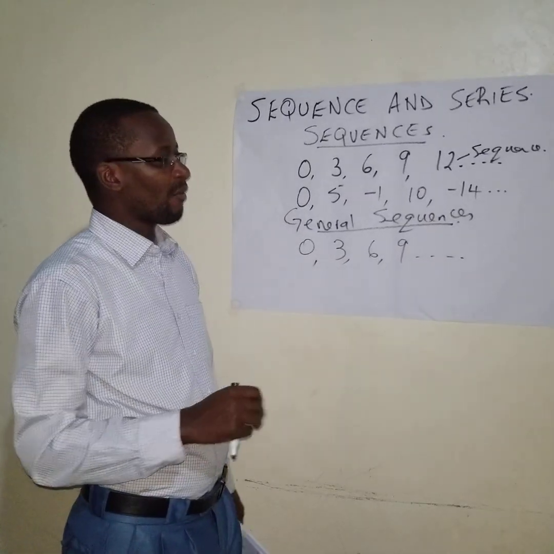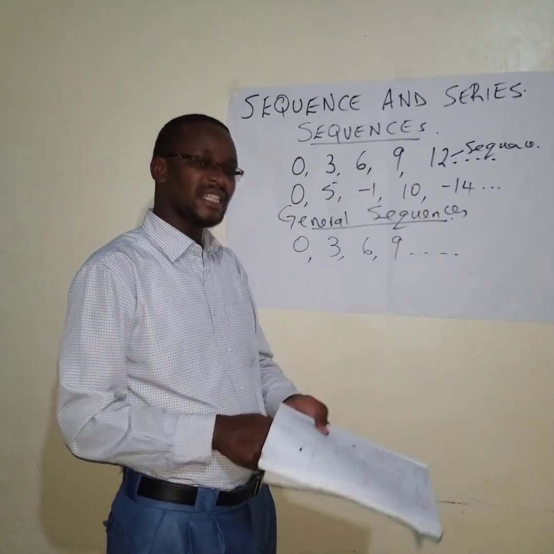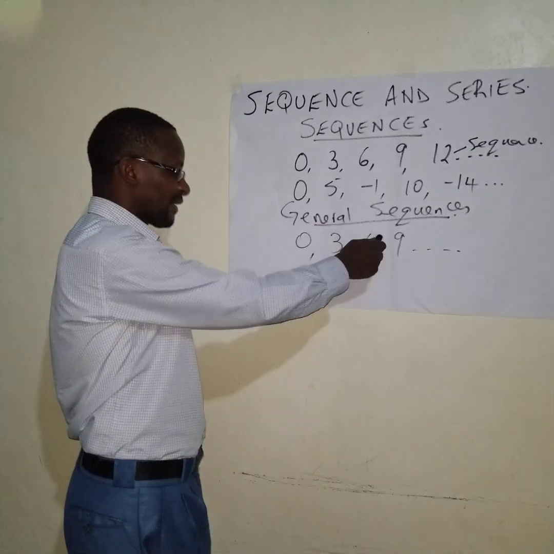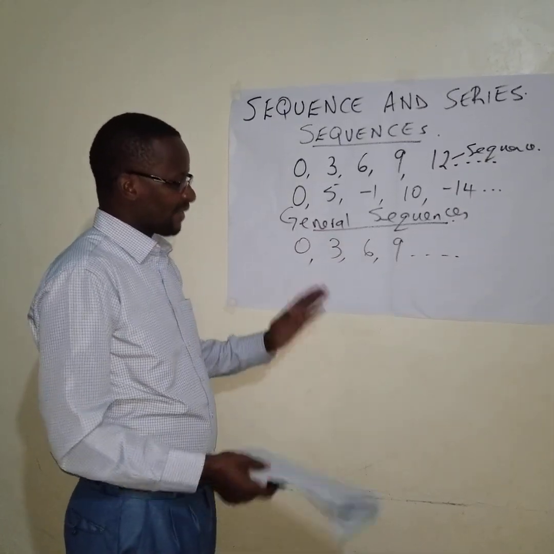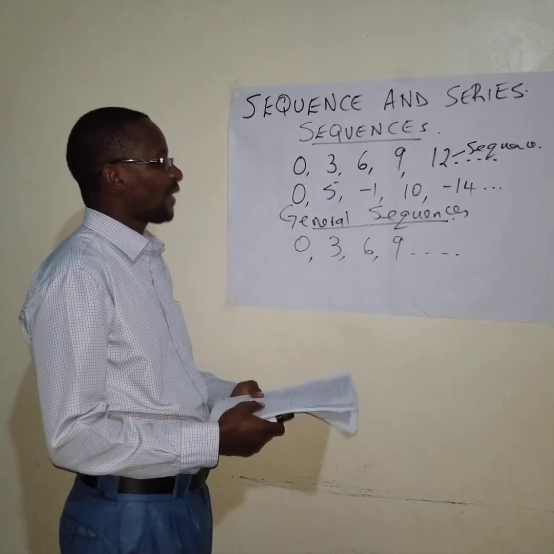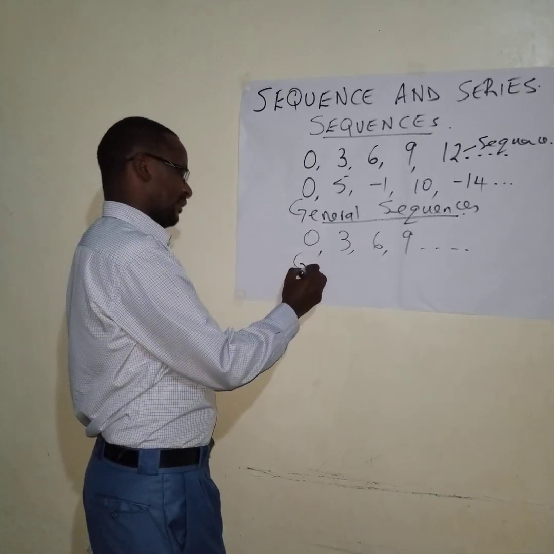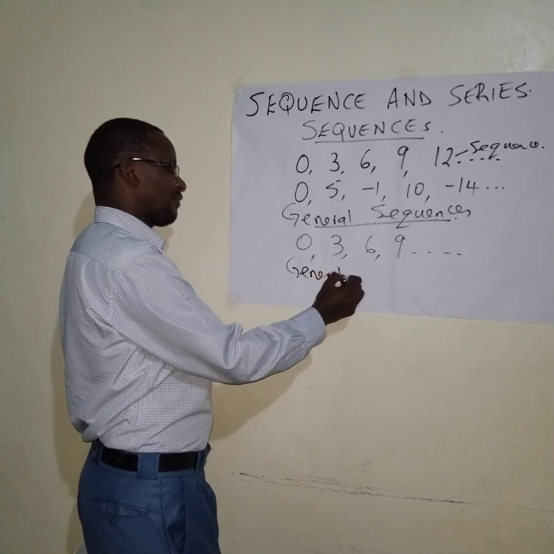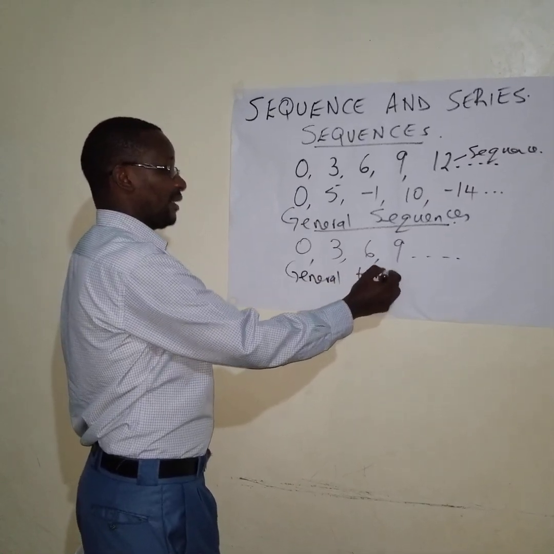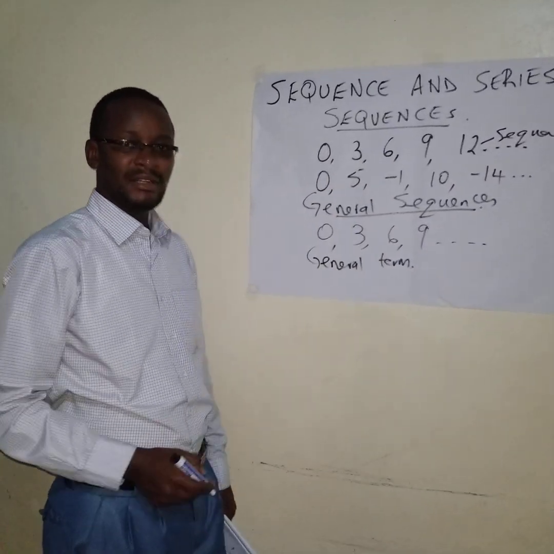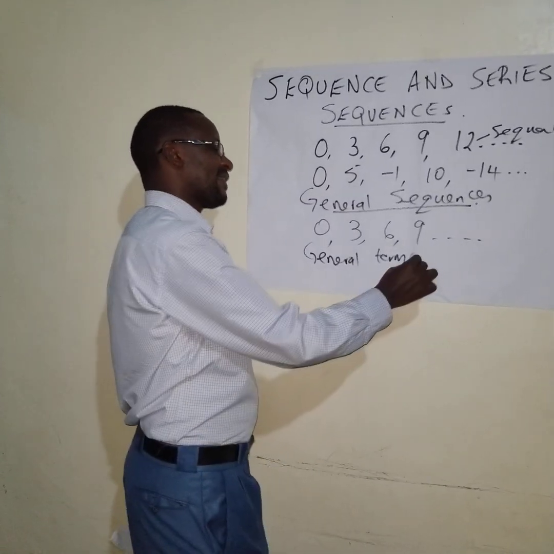I have said for now because as we move on, we will be changing its name to another type of sequence. So when you are given this and you are asked to find the general rule that can give you the general term, in this topic, the general term is normally given the letter N.